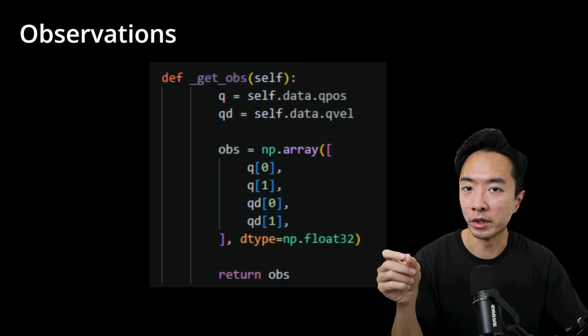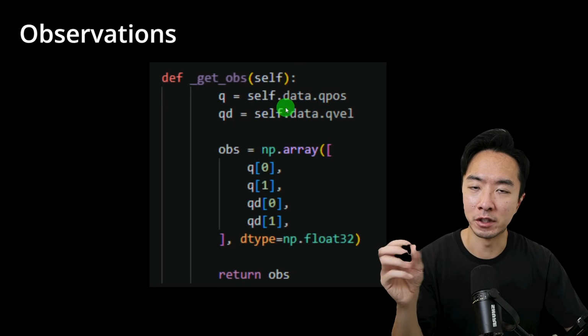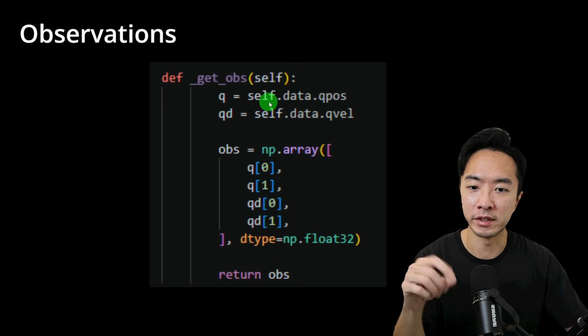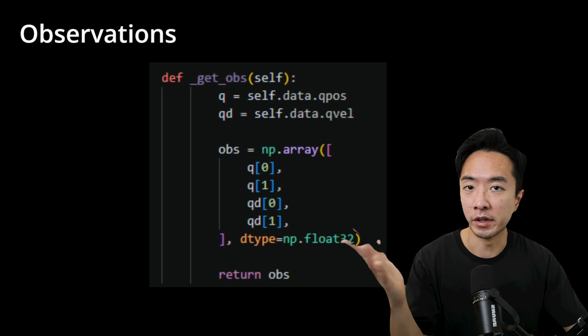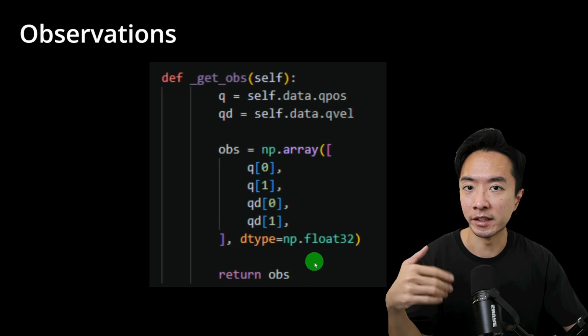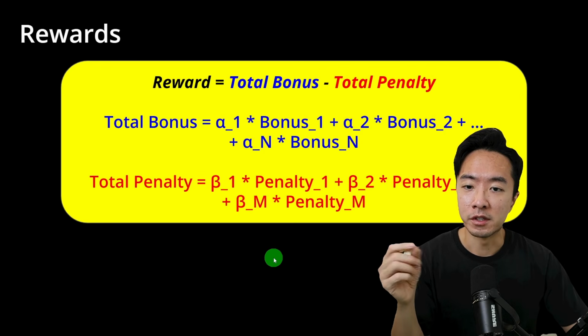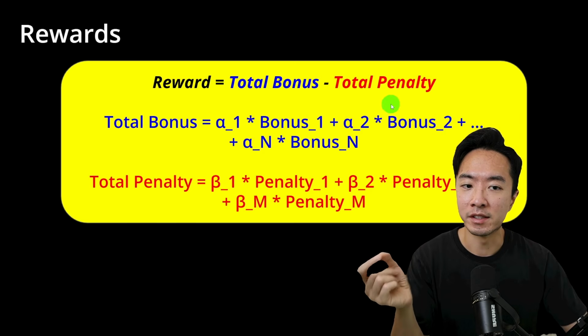Now, when you're actually working with the observation inside your function, you're going to pull the data from MuJoCo using the self.data calls. So here I'm getting the position and velocity. You put all that data inside the observation array, and then you return it. So for the rewards, you have a combination of bonuses and penalty.